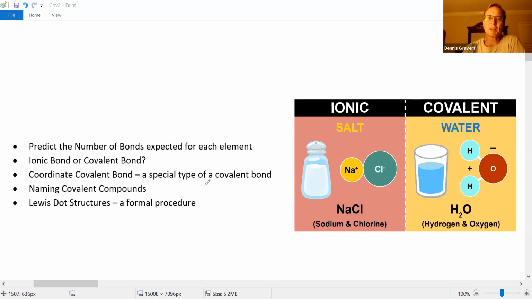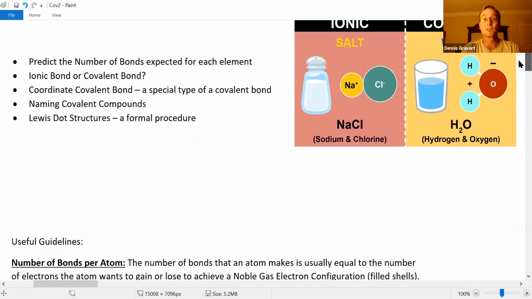And then we have the special coordinate covalent bond, quick little topic we'll go over. And then we'll talk about how to name covalent compounds. Thankfully, it's very similar to naming ionic compounds, which we discussed in an earlier video. And then we'll end this video with a formal presentation on how to do Lewis dot structures. I know we have a quick way of doing it in another video. We kind of went over that pretty quickly, but here's a step-by-step guide on how to make a good Lewis dot structure. Okay, let's see those guidelines real quick.